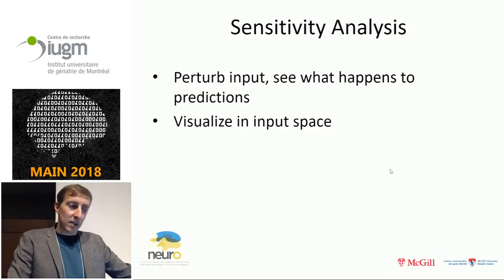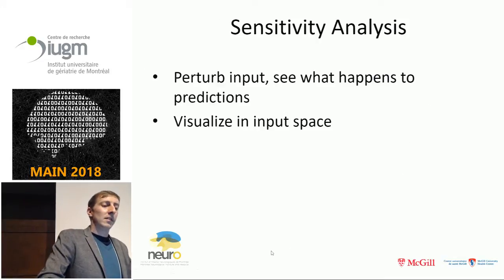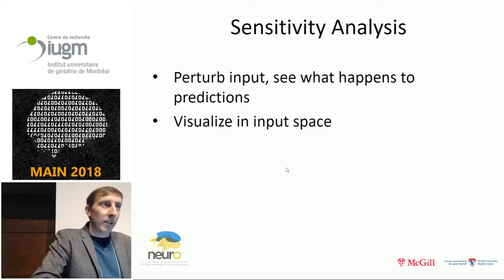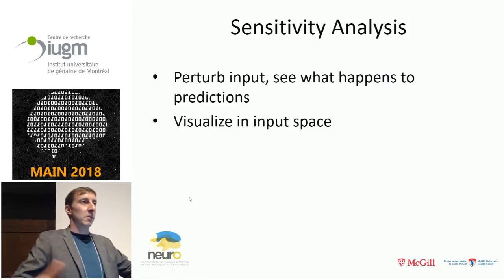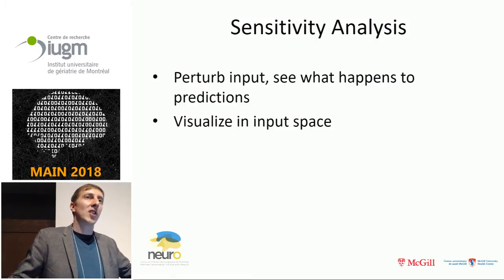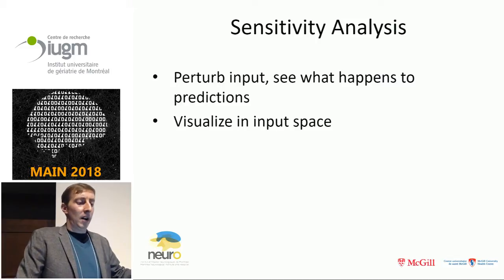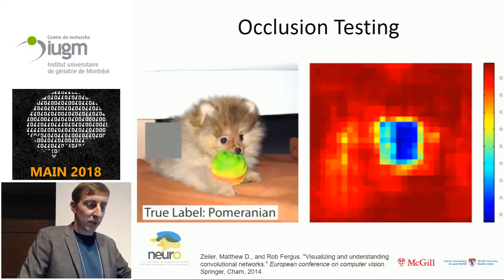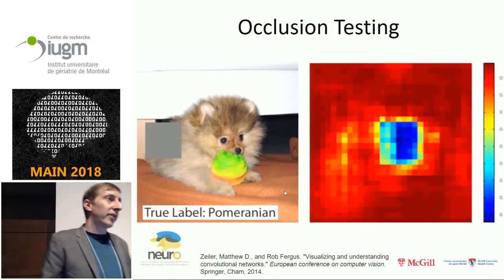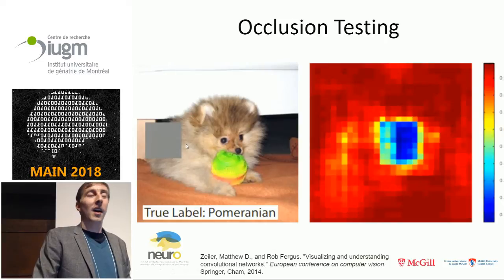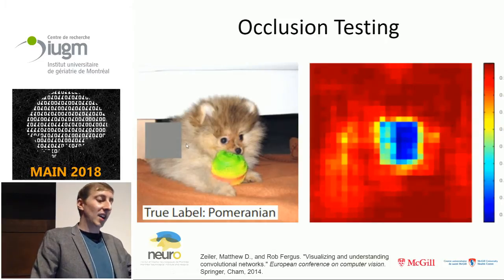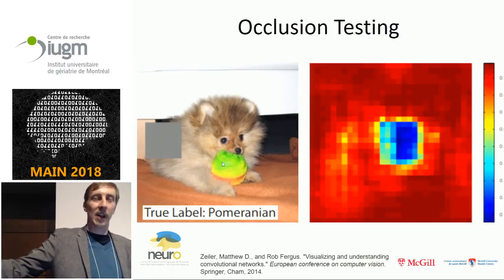All right, so there's another method called sensitivity analysis. This one's based on changing the input. So for an input, you've got some representation. What happens if we change it a little bit? There's a couple of different ways to do this. You can perturb the input and visualize it in the input space. The brute-force method that works quite well is to put a gray square on an image and slide it around in all the possible locations and see how your output classification changes.